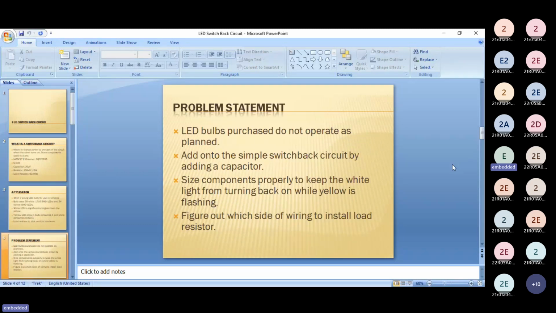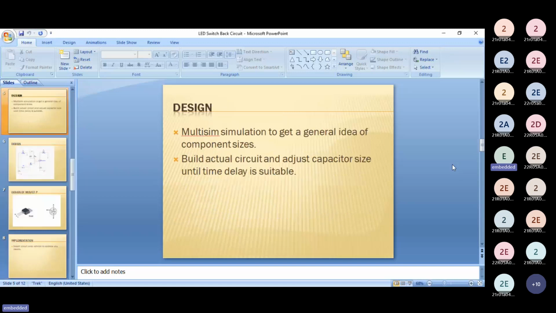So let's look into the problem statement. LED bulb purchased do not operate as planned. Add on to the simple switchback circuit by adding a capacitor. Size components properly to keep the white light from turning back on yellow in flash. So figure out which side of the wiring to install the load resistor.